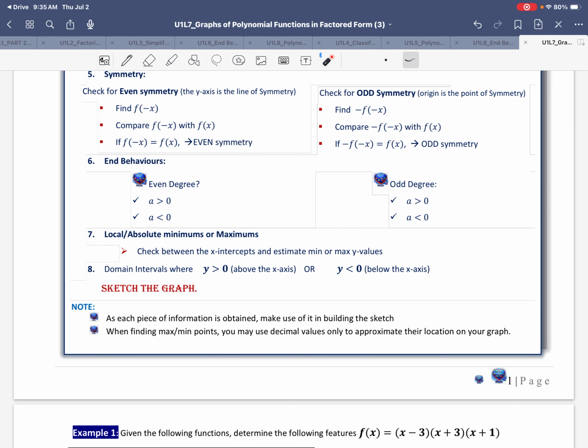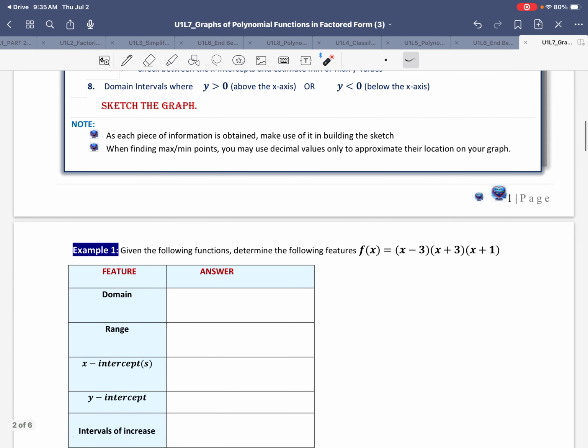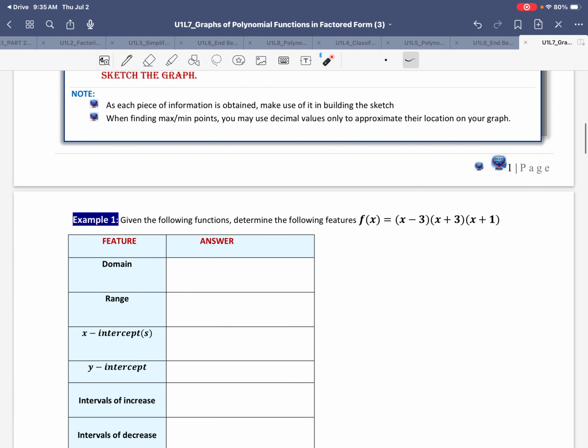So let's get started with our first example. The function f of x equals (x minus 3)(x plus 3)(x plus 1). I'll start off with the domain. It's a polynomial function, so the domain is the set of all real numbers. Next, we'll look into the range.